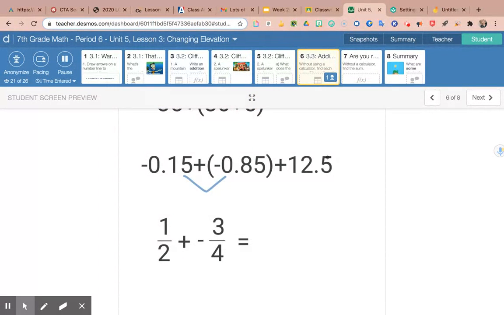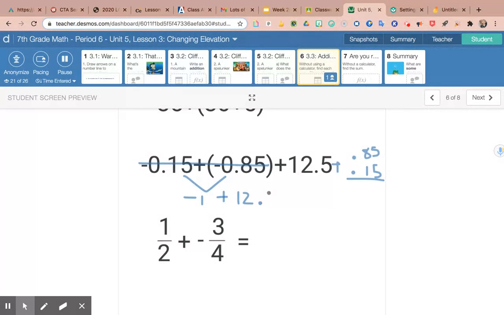So 0.85 plus 0.15, remember you line up the decimals when you're adding decimals. So we combine those together. You'll get a number. That number is negative. So 0.85 plus 0.15, you get 1. All right. That's not our answer. Negative 1 is not our answer. There's a third number. So we have 12.5 left and then negative 1.